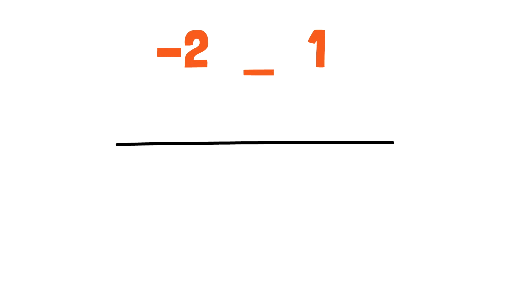Let's take one more example. Minus 2 and 1. Let's plot them. Minus 2 will come on the left side while comparing with the 1 that is on the right side. So we can say that minus 2 is less than 1.